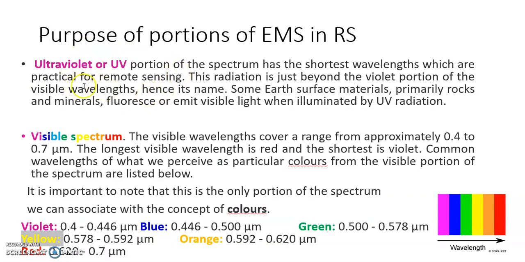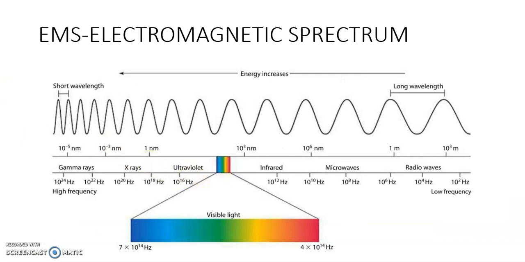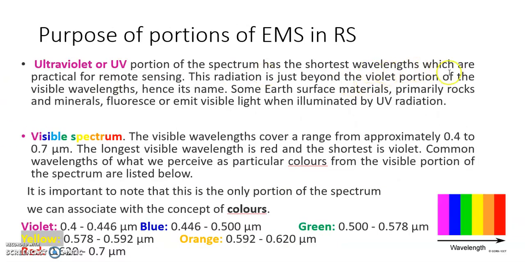Now let's come to the first one, ultraviolet rays, the UV portion. This has a very short wavelength. If you look at this, UV comes before the blue color, correct? So these are shorter wavelengths which can be used for remote sensing, but mostly what is used are the visible, infrared and microwave. In case of ultraviolet rays, the radiation is just beyond the violet portion of the visible wavelength. That's why the name is ultraviolet.